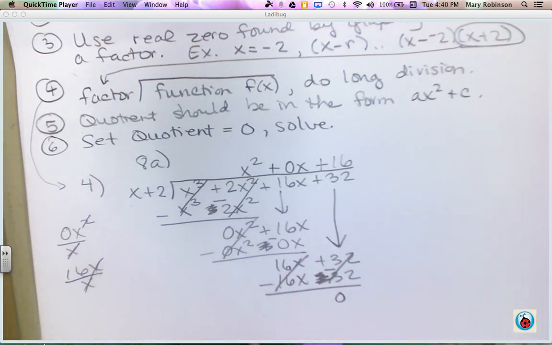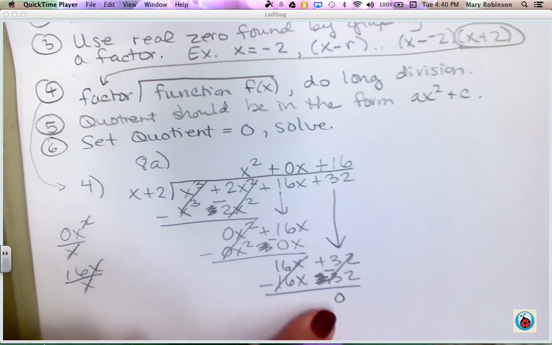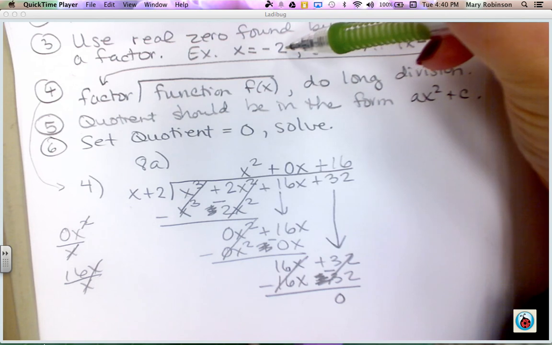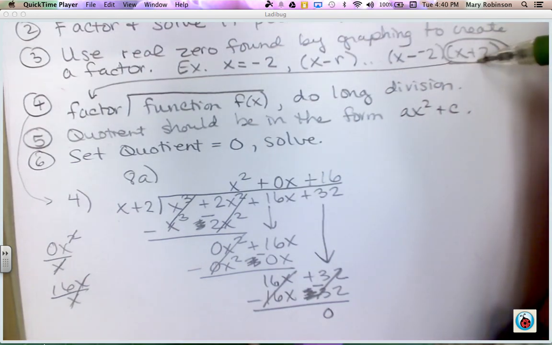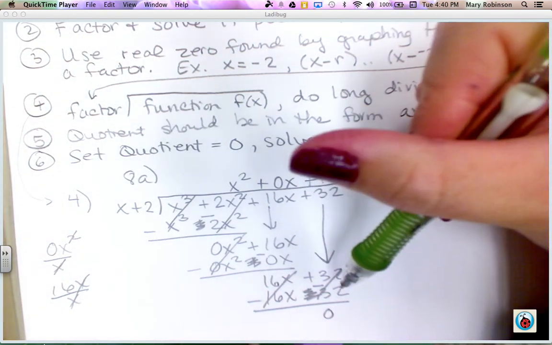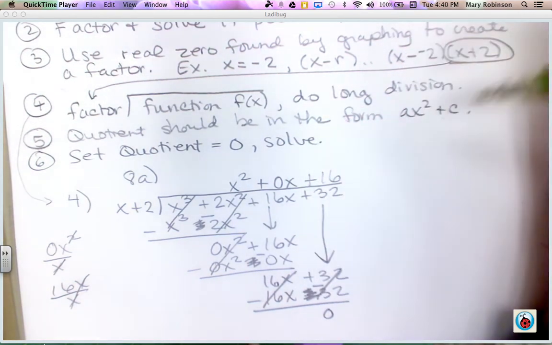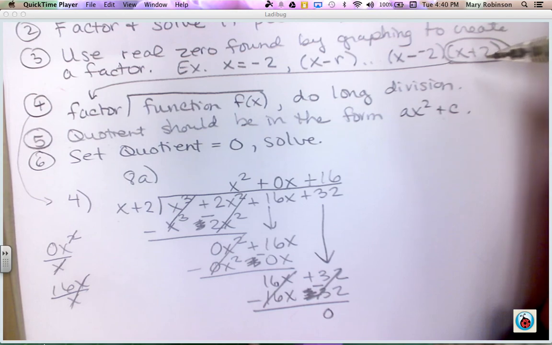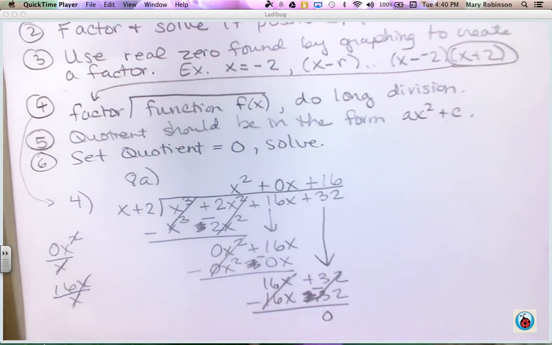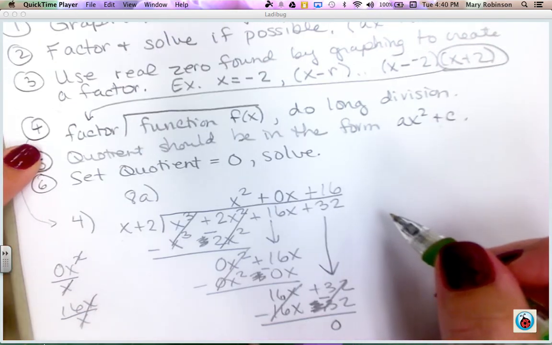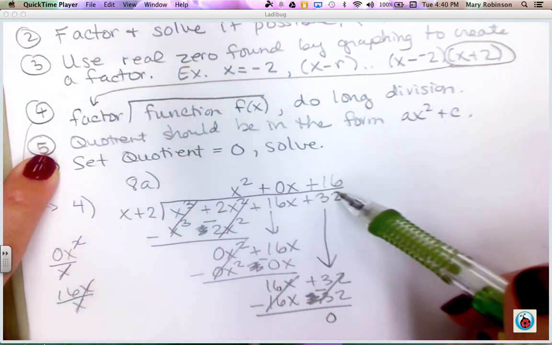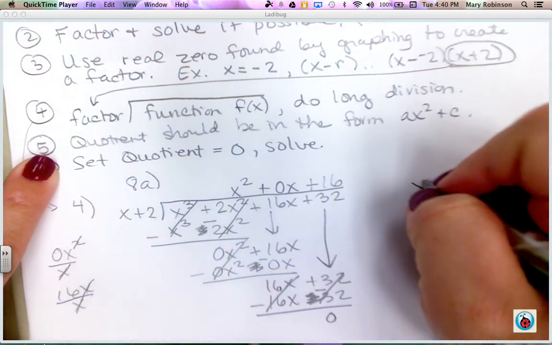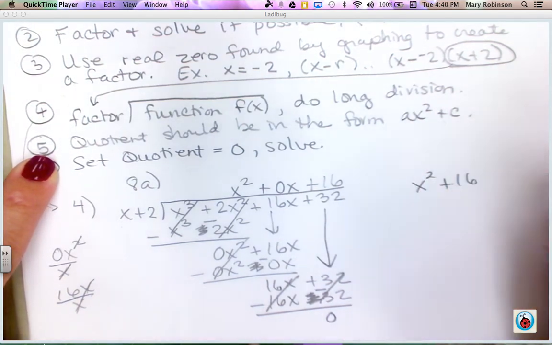One thing that I should point out is your remainder should be 0. Remember, your factor theorem says that if we're evaluating x equal to negative 2, then the factor x plus 2 is a factor if our remainder is 0. And in this case, it is 0, which proves that we did our math correctly, that x plus 2 is a factor. And last, we have finished step 4. We need to check step 5. Is it in the form ax squared plus c? Yes, in fact, our quotient is x squared plus 16.